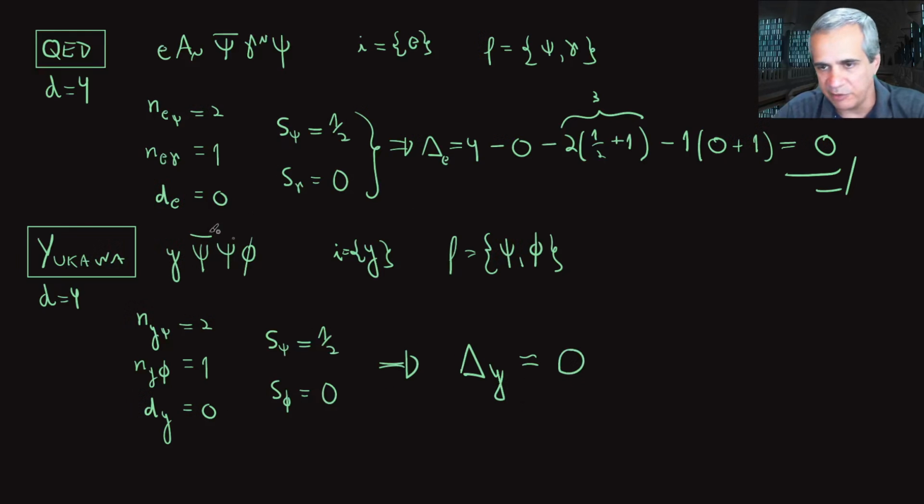Not only was it very important in describing nuclear physics at some point, but nowadays that's also how the Higgs interacts with all the fermions in the standard model. So it's a pretty important interaction.